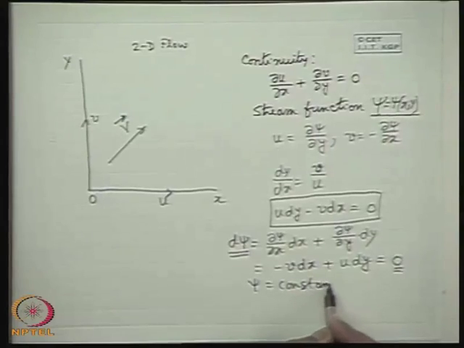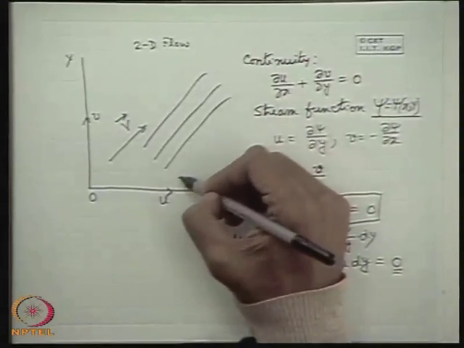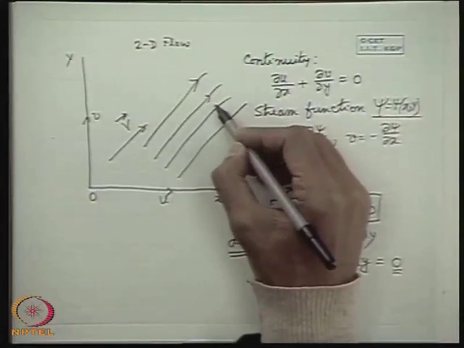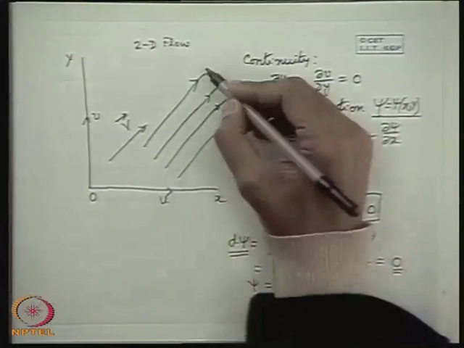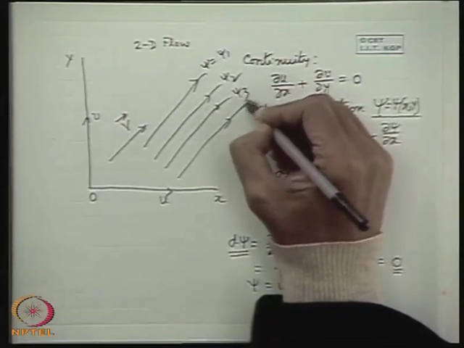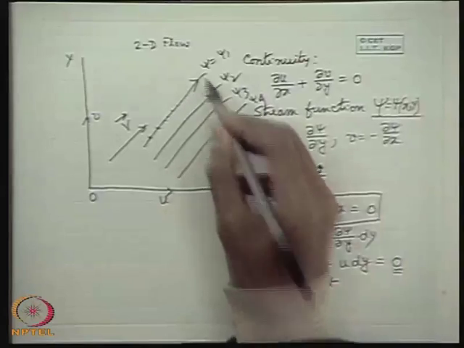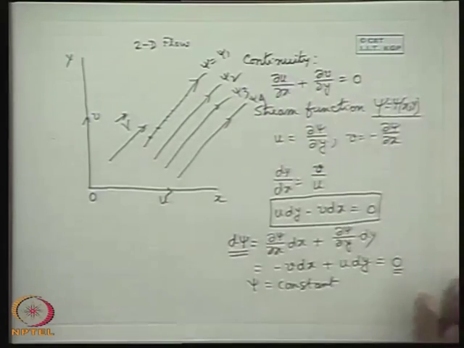So, for example, if these be the streamlines at any instant, in a steady state the streamlines remain the same at all instants of time. So psi is equal to constant, let this be psi 1, this psi 2, this psi 3. That means we can ascribe a single value of psi for each and every point along a streamline. So this we have discussed earlier.